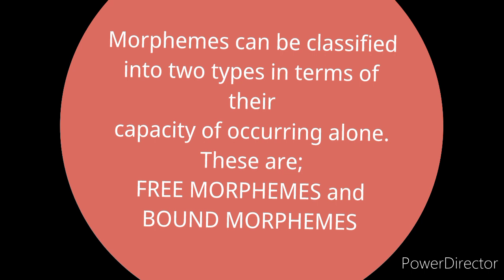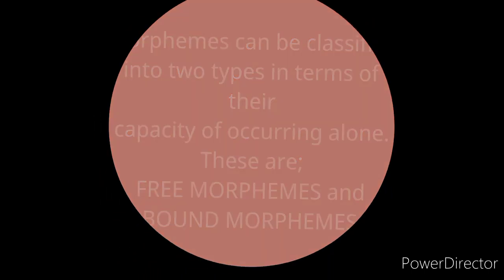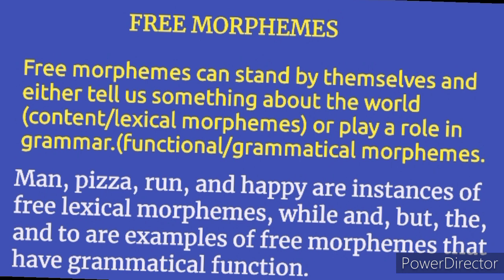When we talk of free morphemes, they are morphemes that can stand by themselves and either tell us something about the world, content or lexical morphemes, or play a role in grammar, functional or grammatical morphemes. They are free morphemes because they can be used in sentences without being attached to any morpheme. Let's consider these examples. Pizza, run, and happy are instances of lexical morphemes, while and, but, the are examples of free morphemes that have grammatical function.